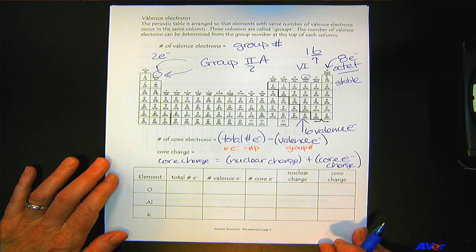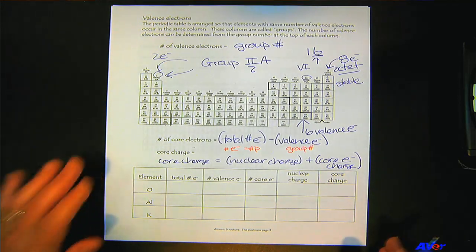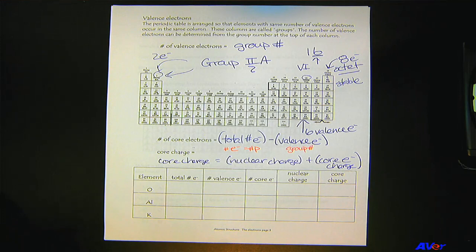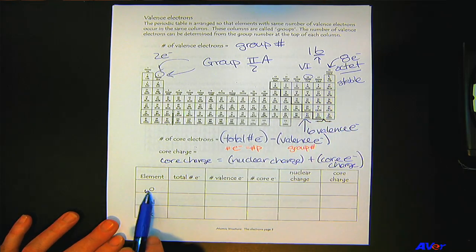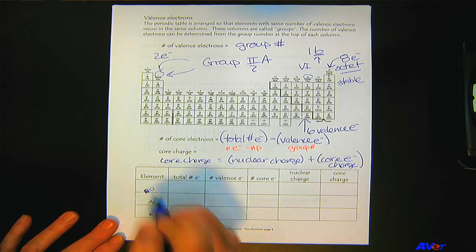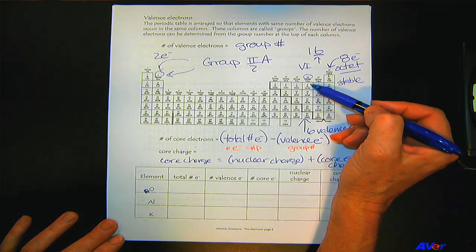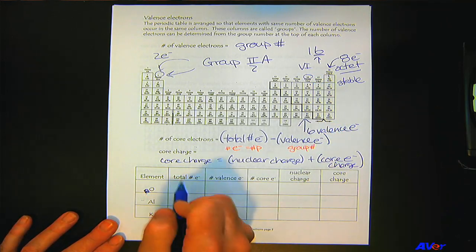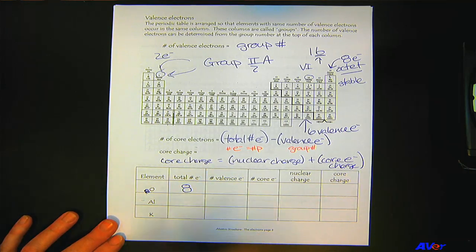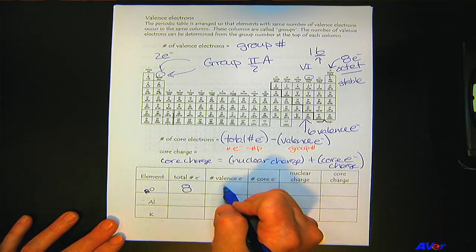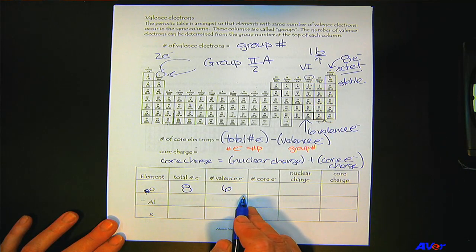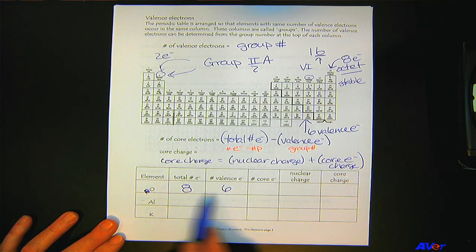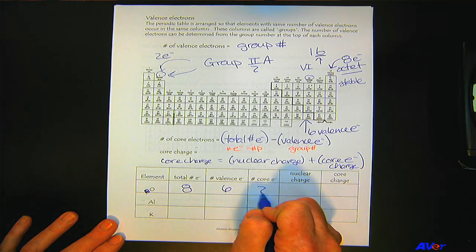Okay, so let's practice these important concepts a little bit right here. If we look at oxygen, we just did this one as a practice. Now the total number of electrons, oops, that was a boo-boo. That should be an 8. If we look, there's an 8, there's 8 protons, so there would be 8 electrons. The number of valence electrons is 6 because it's a group 6. So the number of core electrons is all the electrons left over. So 8 minus 6 would be 2.